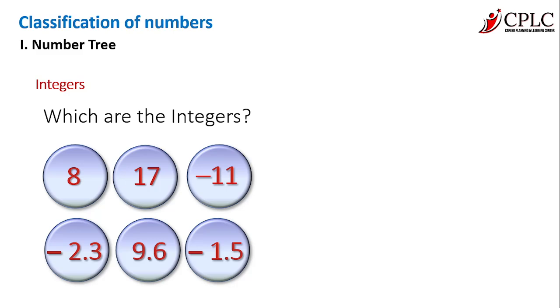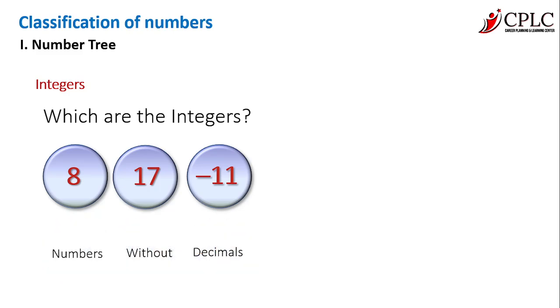Now let's try and understand what integers are. If given a choice of numbers and we have to identify which of the following are integers, one very simple thing you have to remember: they can be positive as well as negative. The only difference is they cannot be decimals, they have to be whole numbers. For example, numbers like 8 or 17 or -11, all these are integers. But -2.3 and 9.6 are not integers; they are decimal numbers. So a simple definition: numbers without decimals are called integers, but they can be positive as well as negative.